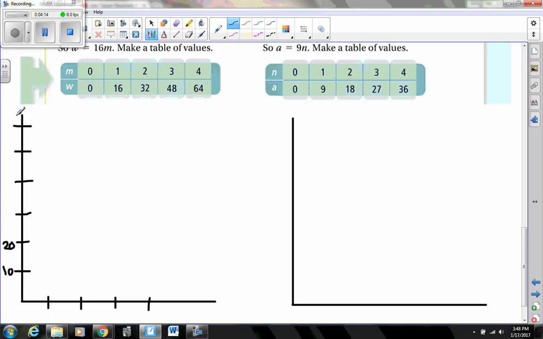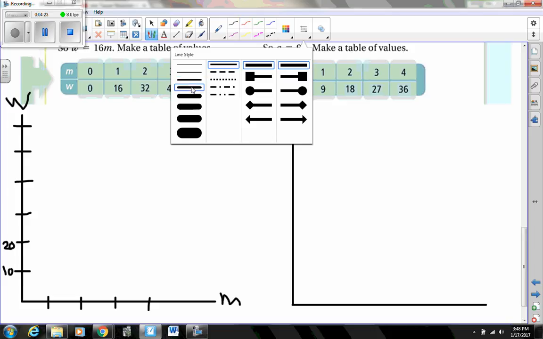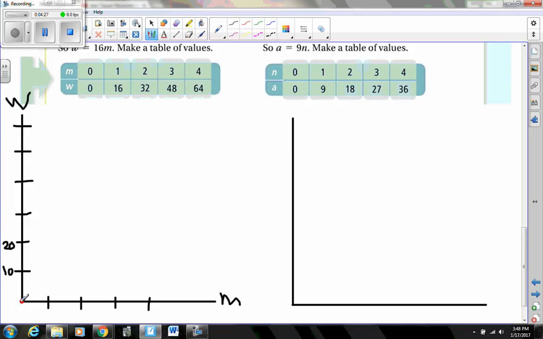Okay, so this is my W axis, and this is my M axis. Now I'm going to start plotting the points that I have in my table of values. At 0, I know I'm at 0. That's pretty easy: 0 milk, 0 cheese. 1 gallon of milk, 16 ounces of cheese would be right about there.